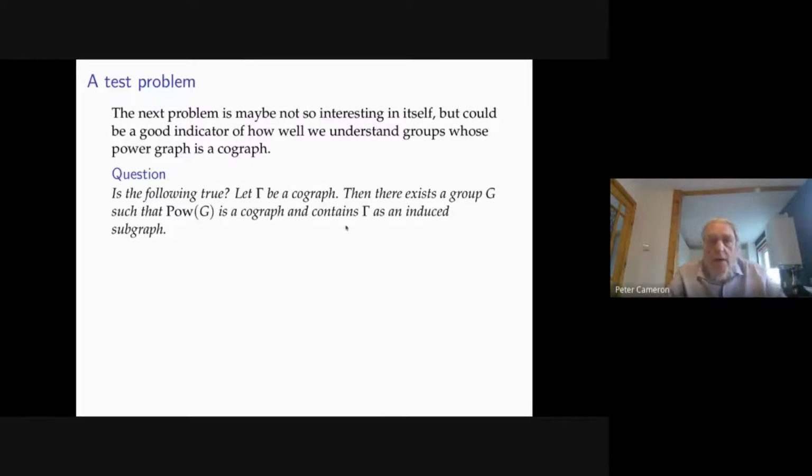Now we know that this theorem is true if you replace cograph by comparability graph of a partial order. I told you yesterday that every graph which is the comparability graph of a partial order is embedded as an induced subgraph in the power graph of some group, and the power graph of any group is a comparability graph. So that gives us exactly the class of induced subgraphs of power graphs. But if the graph we start off with is actually a cograph, can we embed it in the power graph of a group G such that that whole power graph is a cograph? So that I propose as a test problem. Is it clear what I'm asking?